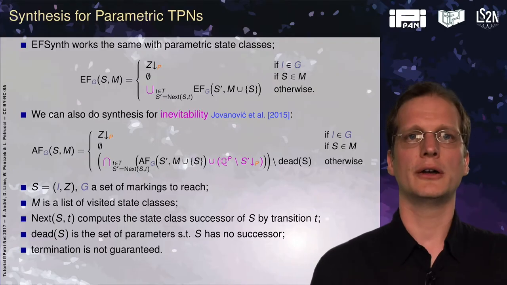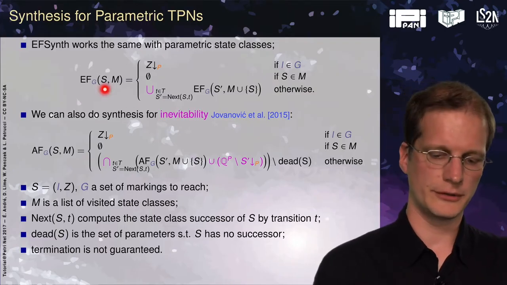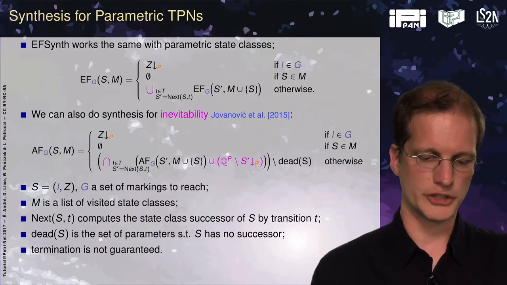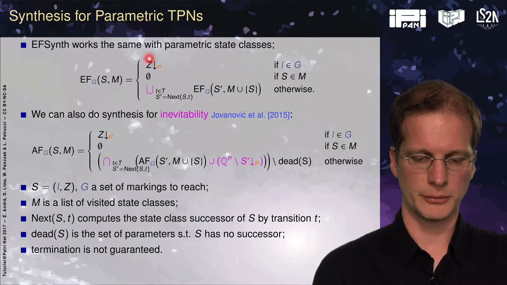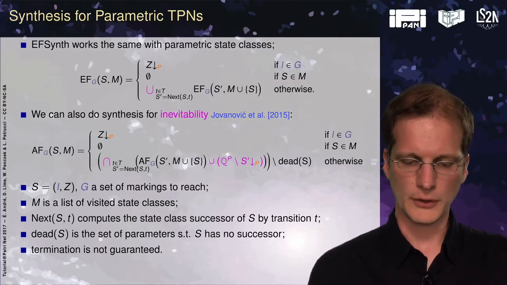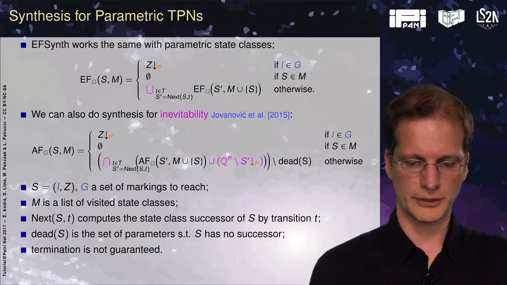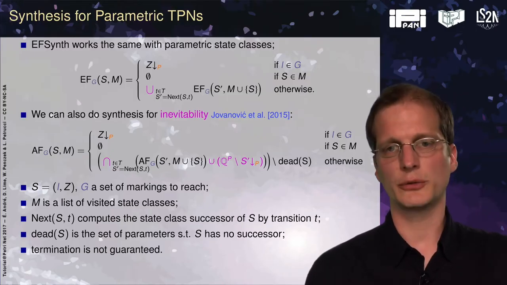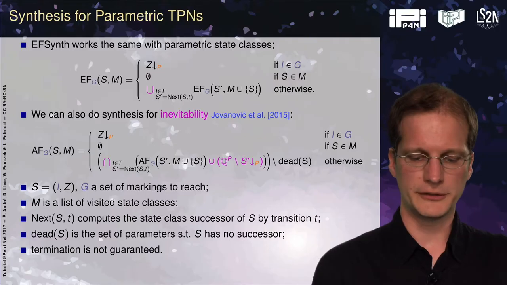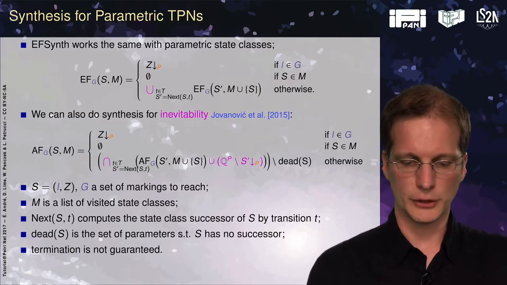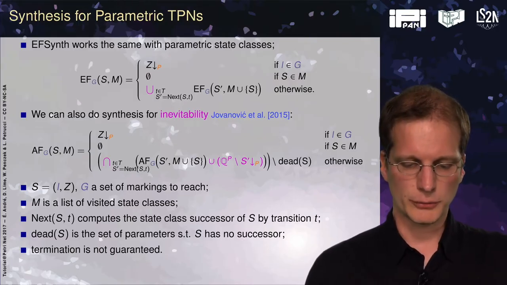So for existence reachability, for example, of some state, we have this algorithm that we have seen in another sequence for parametric timed automata. But then we can also do inevitability or unavoidability. And it works more or less the same.